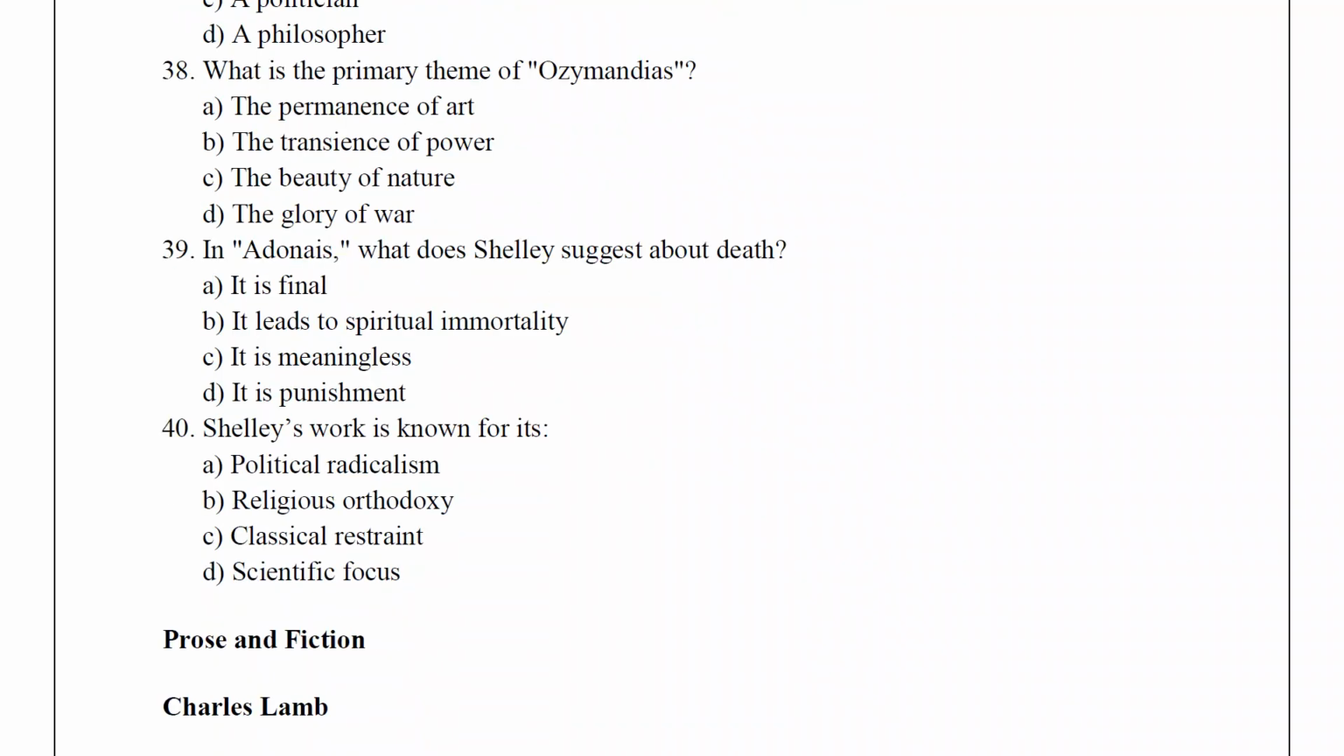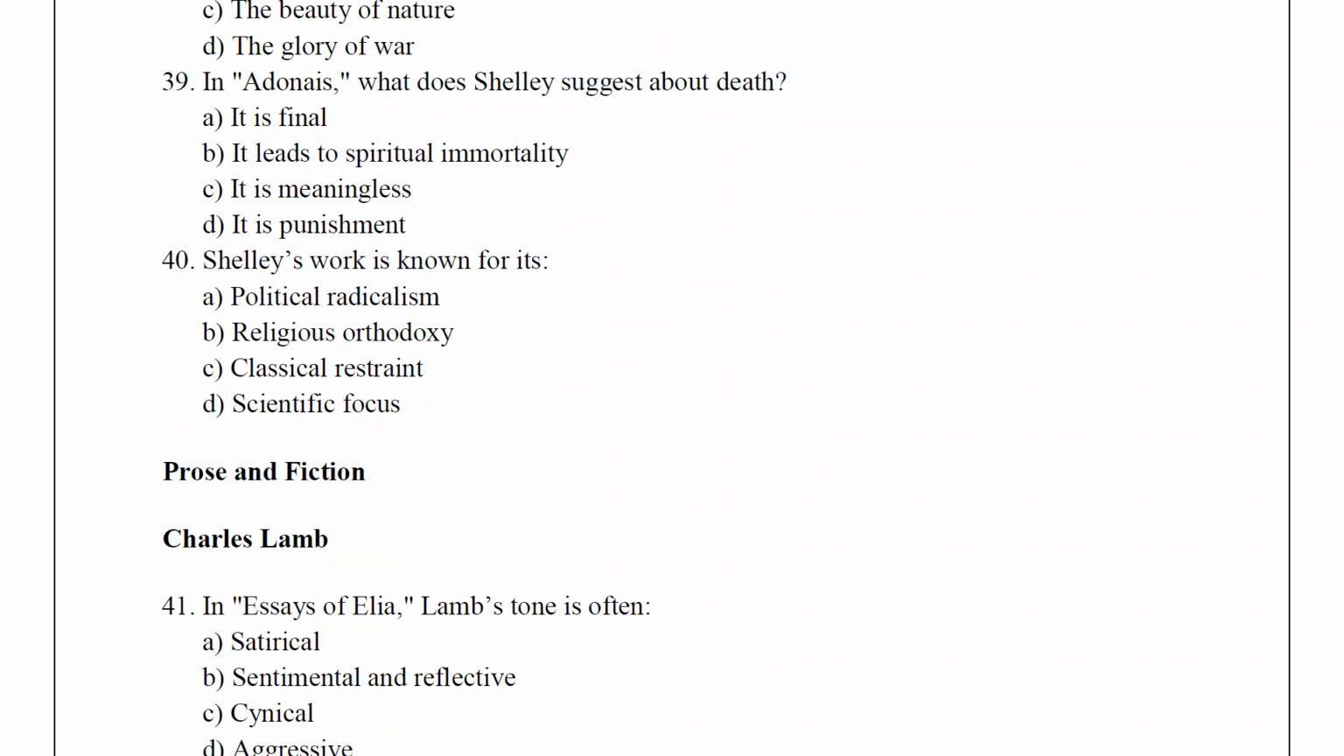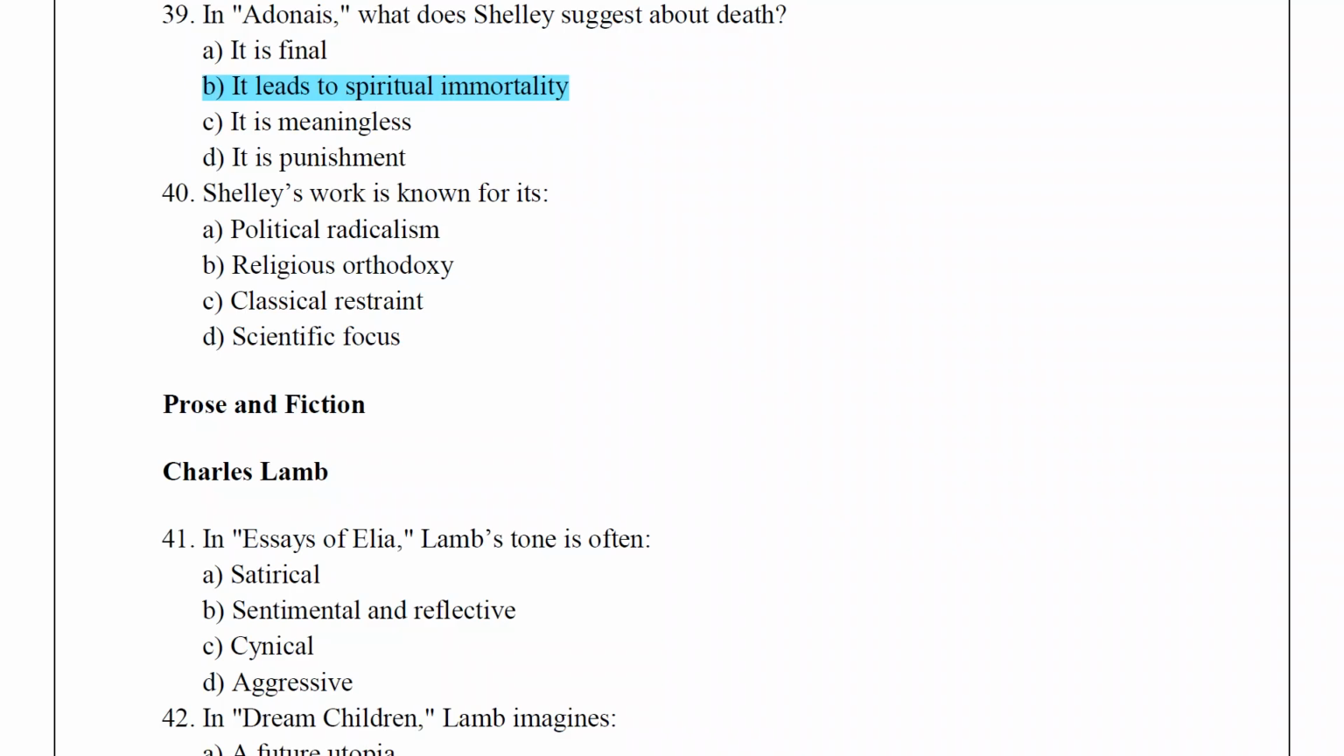What is the primary theme of Ozymandias? The transience of power. In Adonais, what does Shelley suggest about death? It leads to spiritual immortality. Shelley's work is known for its political radicalism.